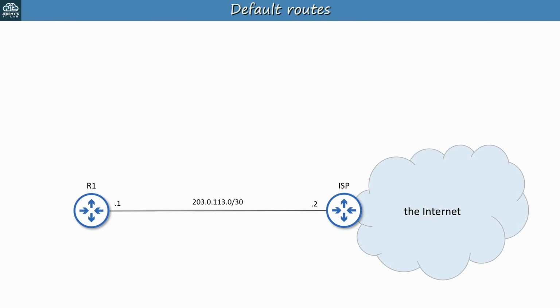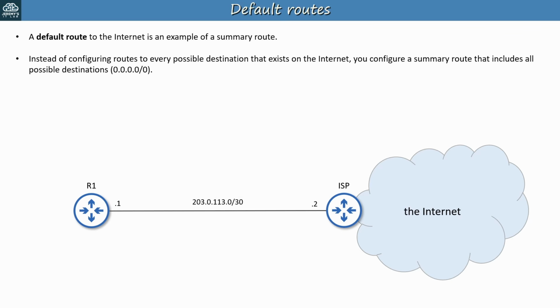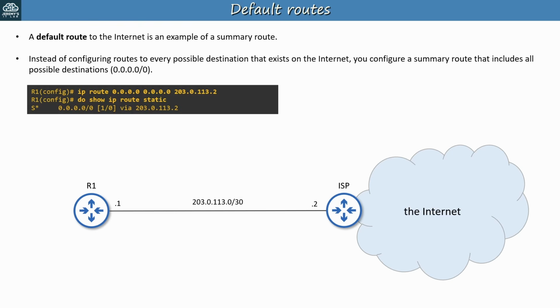You might not realize it, but you've configured summary routes before. A default route to the internet is an example of a summary route. Instead of configuring routes to every possible destination that exists on the internet, you configure a summary route that includes all possible destinations. In other words, a route to 0.0.0.0/0. So you get this one static route instead of individual routes to the roughly 1 million IPv4 prefixes that exist on the internet today.